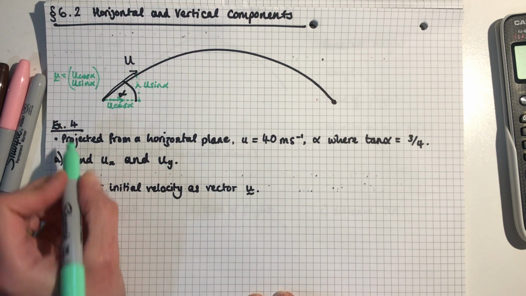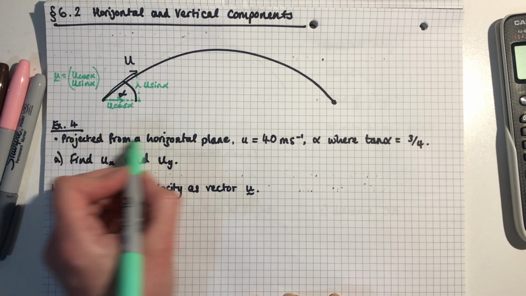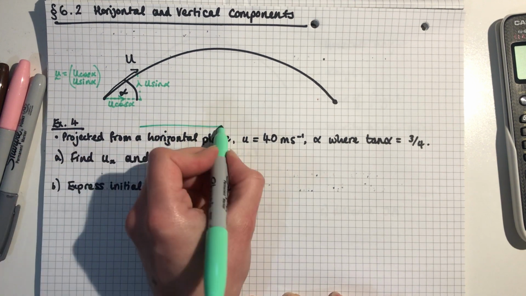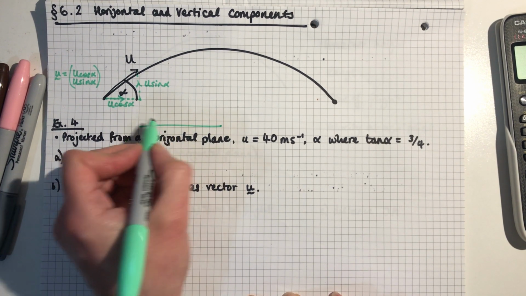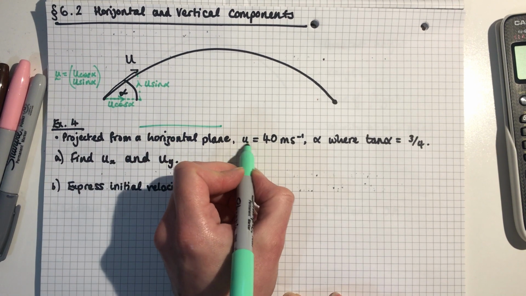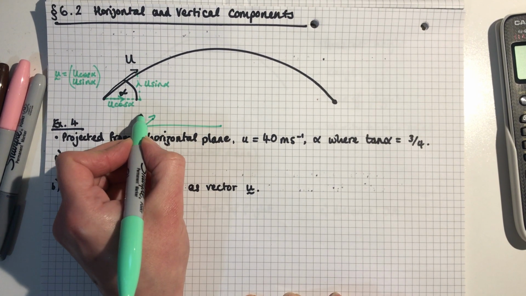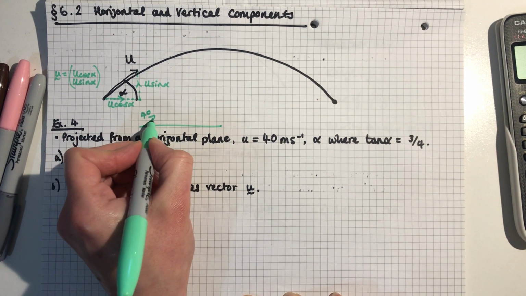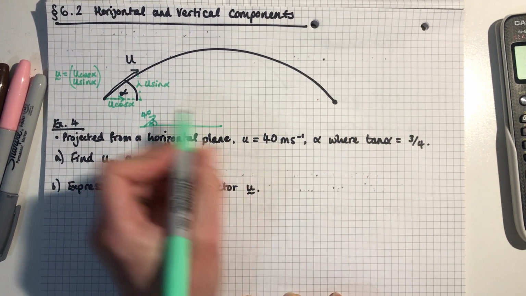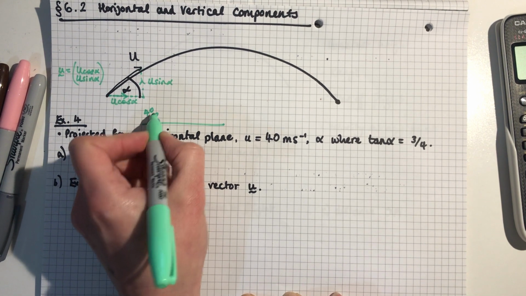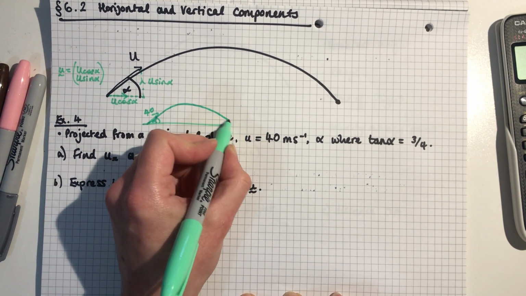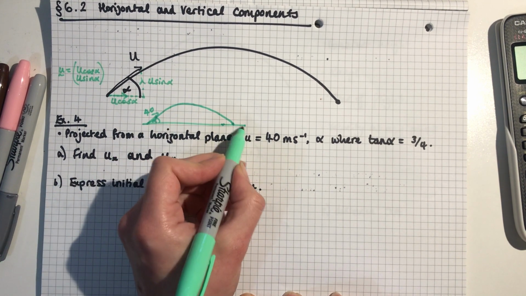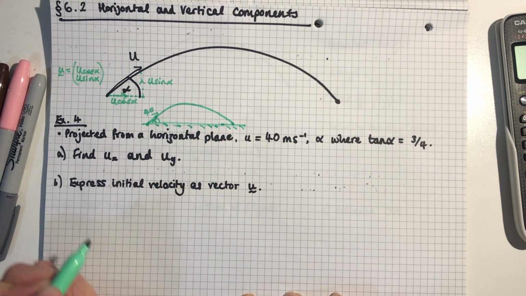So let's take a look at this here. In example 4, we have a particle being projected from a horizontal plane. What that means is flat ground. Flat ground is a horizontal plane. So it's being projected at a speed of u, which in this case is 40 meters per second, at an angle alpha, where tan alpha is 3/4. So it gets thrown up like that, and it will come up in the air and down, and eventually it will land and hit the plane again. So that's your horizontal plane, that's the ground, for instance.